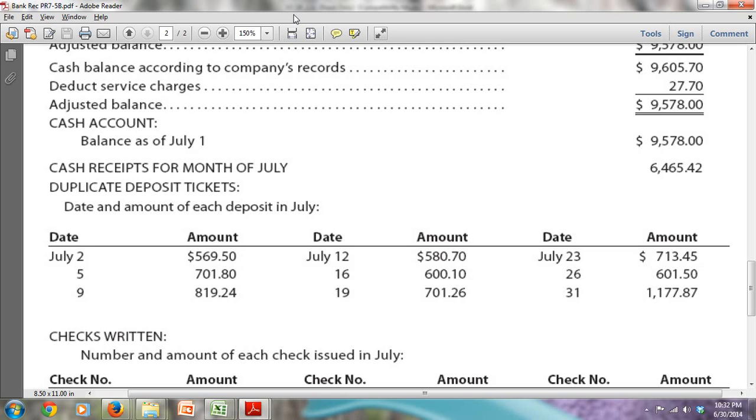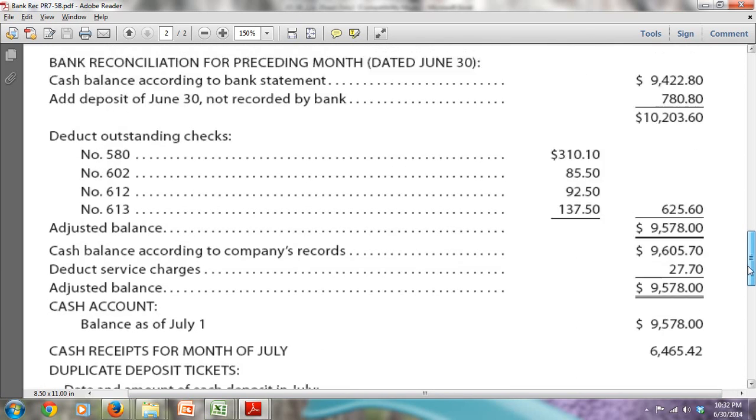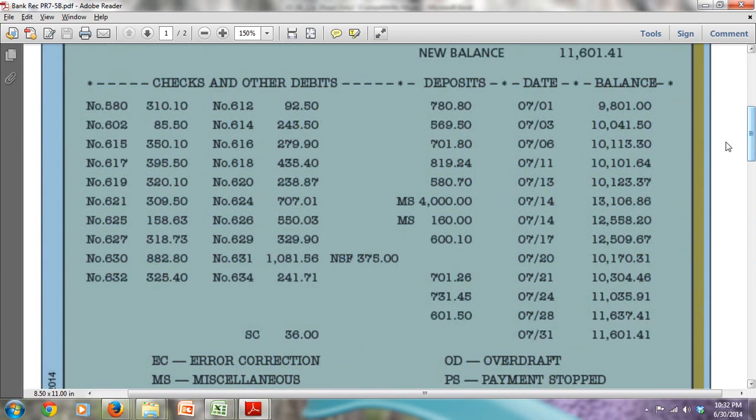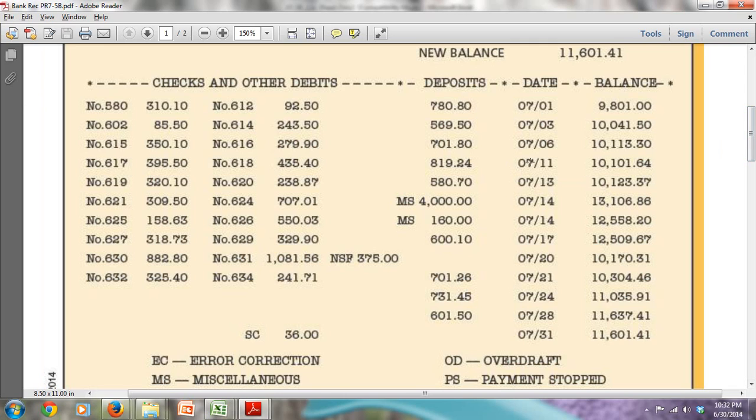Alright, so there's a total of 1, 2, 3, 4, 5, 6, 7, 8, 9 deposits. So now let's go and see if they clear the bank statement. So we go up here to the bank statement, concentrate on the deposits column. There's the one for $569.50, so I'm going to cross that one off. There's the one for $701.80, cross that one off. $819.24, cross that one off. The $580.70, cross that one off.